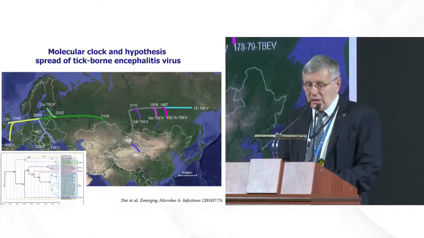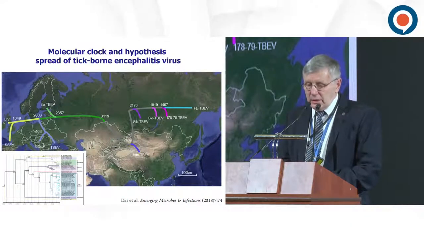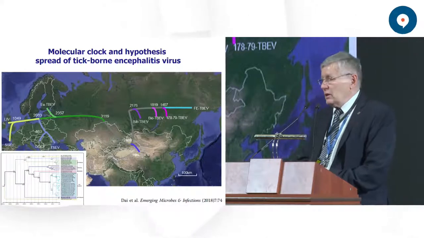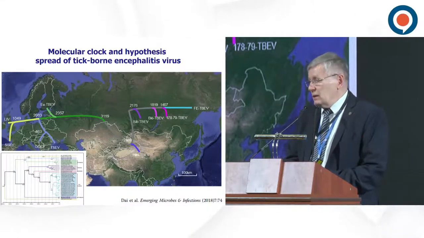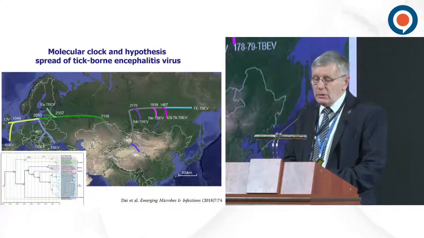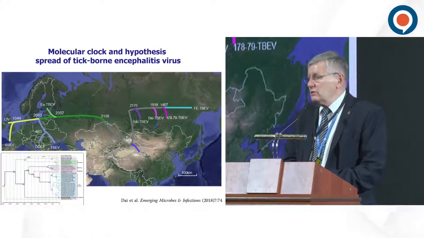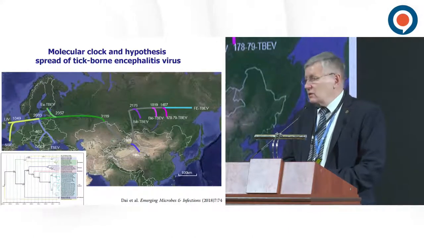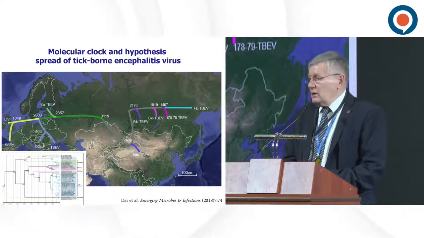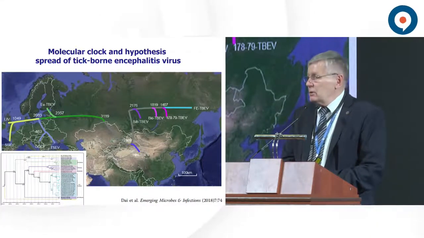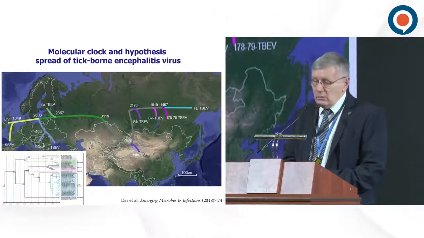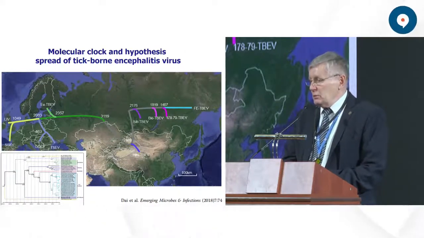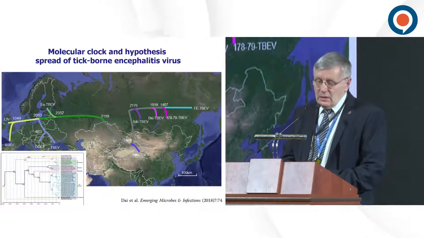And just a couple of words about the distribution of tick-borne encephalitis virus in Eurasia. This is the data of Chinese researchers who found the historical strains of tick-borne encephalitis virus in the Himalaya, the Himalayan virus. They made phylogenetic tests, and then they concluded that it came to northern Eurasia through the southern part of western Siberia, and it was distributed west and east. Far eastern strains that were discovered as the first ones are the youngest strains of the tick-borne encephalitis virus, and the oldest strains are the Siberian ones.